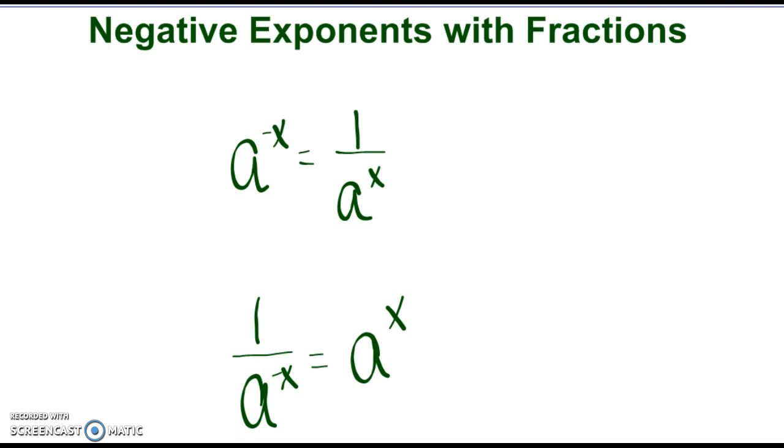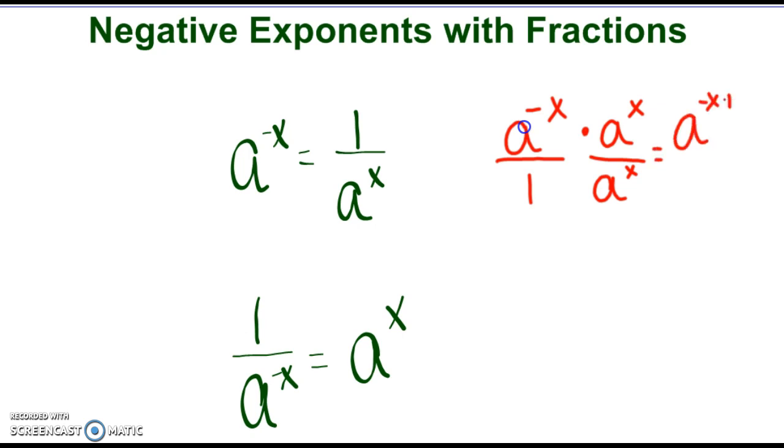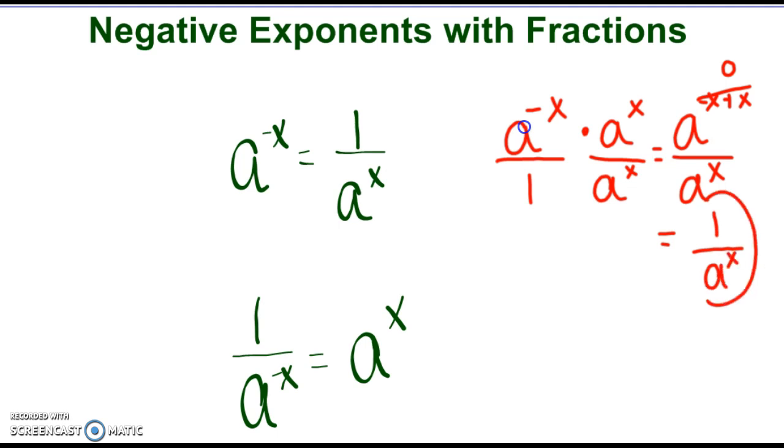Some might ask why I would do that, or why does it work? Just to show you off on the side, using the additive law, if I had a to the negative x over 1, and I multiply both the numerator and denominator by a to the x, my numerator becomes a to the negative x plus x over a to the x. Well, a to the negative x plus x means 0, and anything to the 0 power is 1, so a to the 0 is 1 over a to the x.